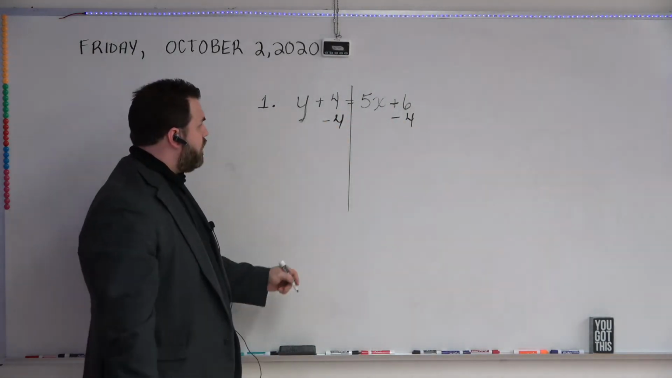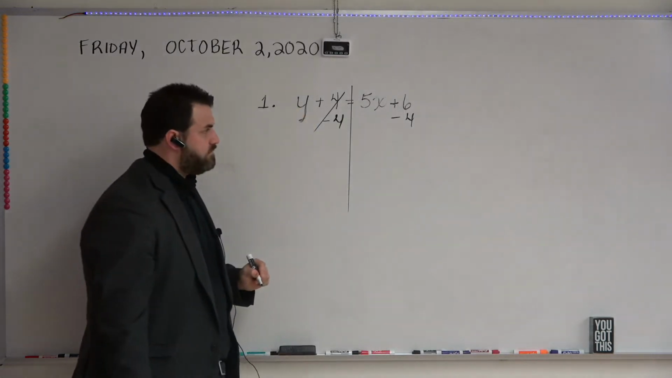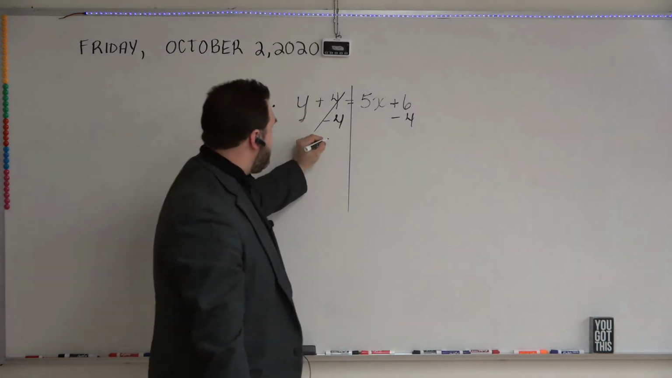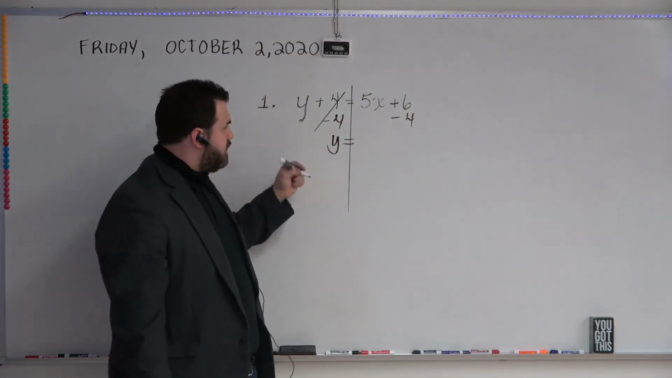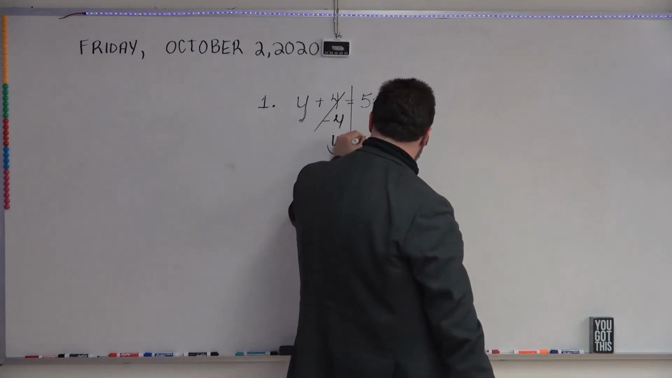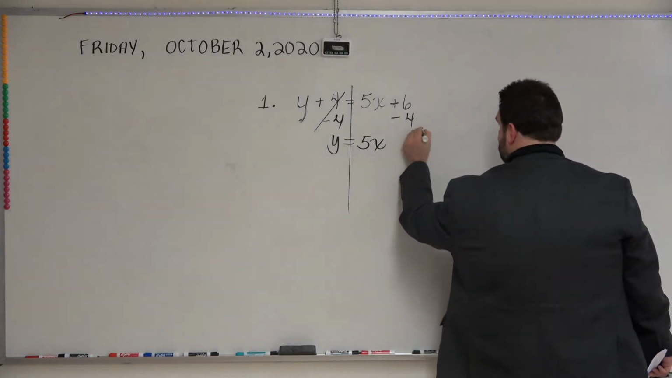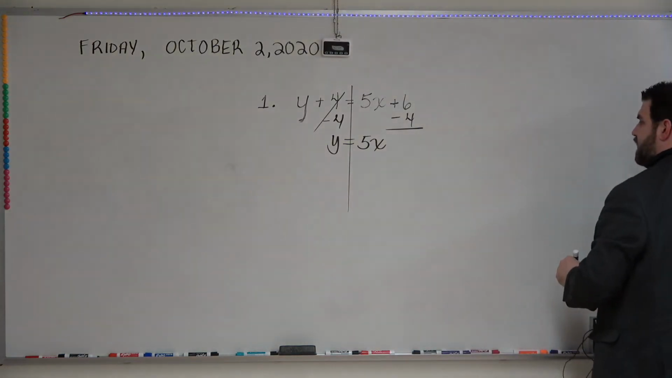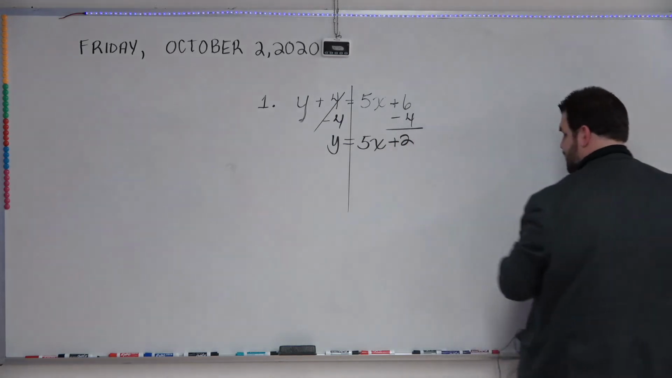All right. Well, these cancel. So now I have y equals, and that was my goal, y equals 5x. We just bring that 5x down since we didn't touch it. And then what's 6 minus 4? Positive 2, so we put plus 2.